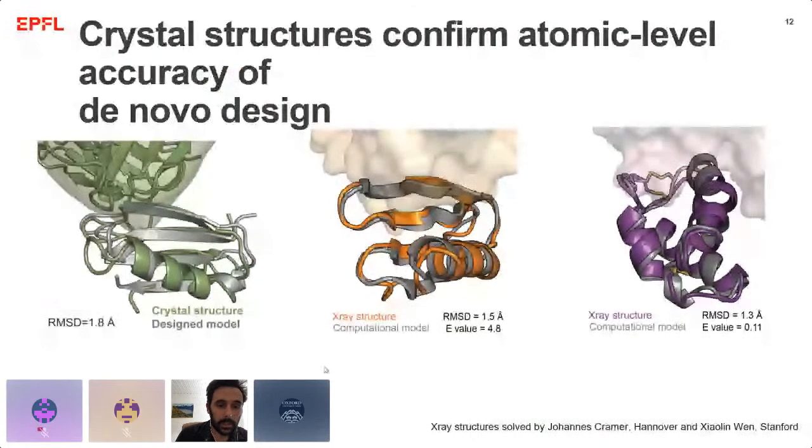Then, as a last stage for judging the accuracy of the design protocol, I show you here 3 different crystal structures that have been determined and compared to the computational models. What you see is that the differences between the computational models and the actual experimental structures are all within around 2 angstroms, which means that these proteins are extremely similar to one another in terms of the model and the experimental structures. Next slide.